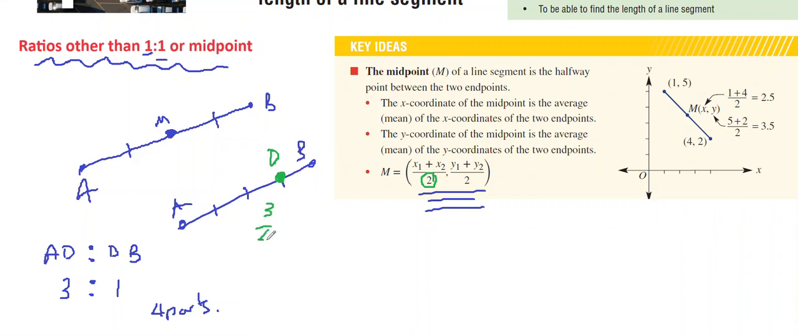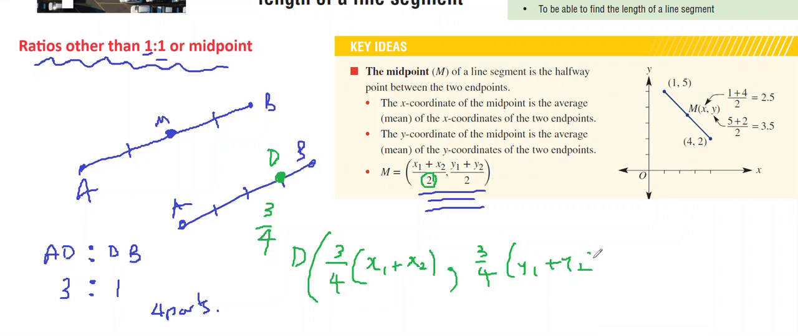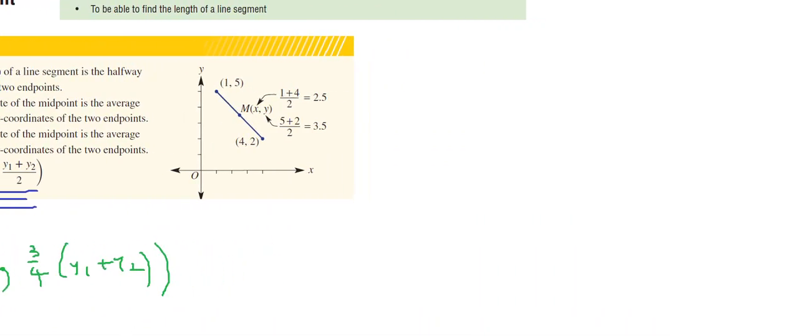And instead of doing half, I'm looking at 3 parts out of 4. I'm looking at 3/4. So what I would like to do to find the coordinates of point D is to do 3/4 of x1 plus x2 and 3/4 y1 plus y2. And that will place your coordinate of D 3/4 the way along. So what does that look like in this question?